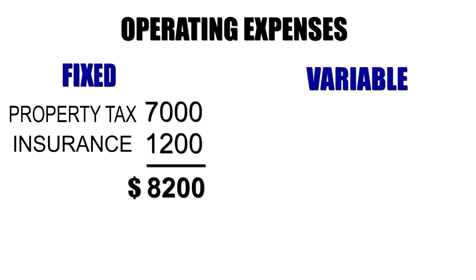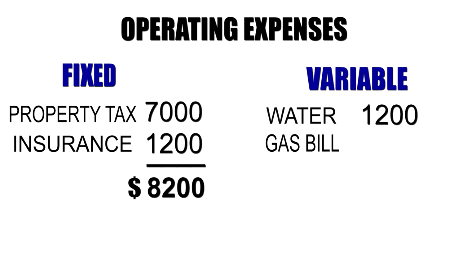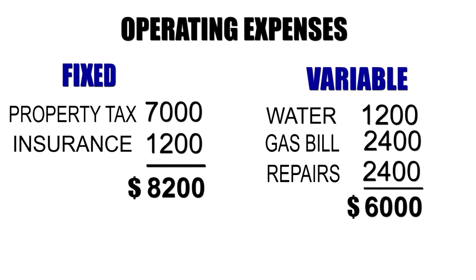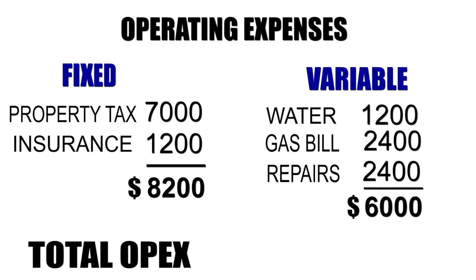You're gonna have your variable expenses. Water: I put the water at $1,200 a year. You're gonna have your gas bill, your heating bill, about $2,400. You're gonna have your repairs. You always have to have some money for maintenance. Little cosmetic, little leaks here and there, $2,400 a year. And you've got your total operating expenses at $14,200.